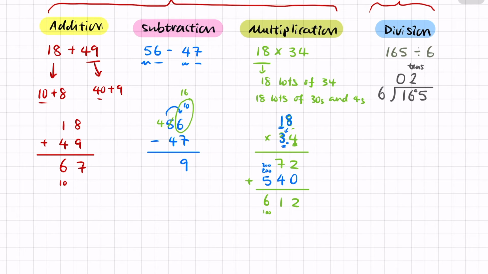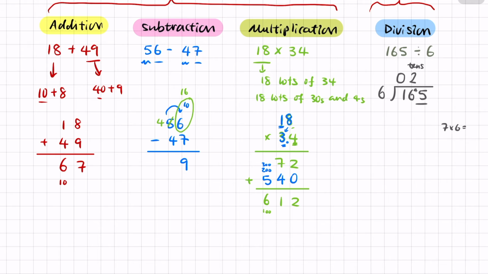So now we need to see how many 6s can go into 45. 6 lots of 6 is 36. 7 lots of 6 is 42. And 8 lots of 6 is 48. This is too large. So we need 7 lots of 6, which is 42. That gives us a remainder of 3.